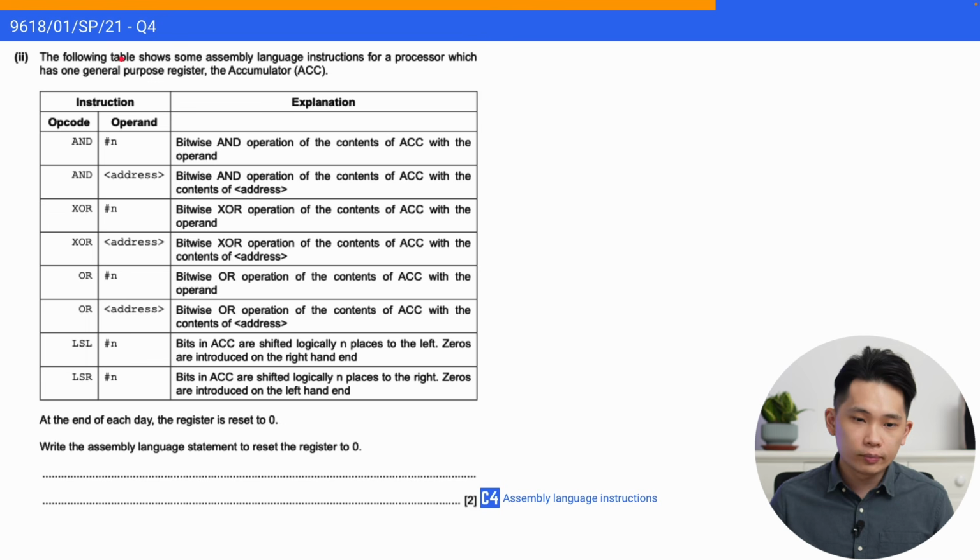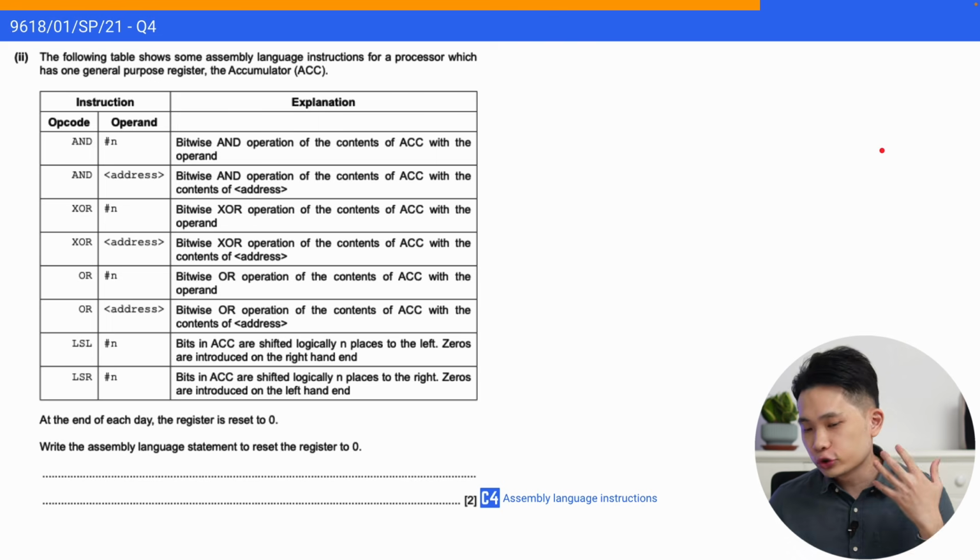The following table shows some assembly language instructions for a processor which has one general purpose register, the accumulator ACC. At the end of each day, the register is reset to 0. Write the assembly language statement to reset the register to 0. So what this question wants us to do is make the end result 0 all the time. So it's quite easy. We can just use an AND gate.